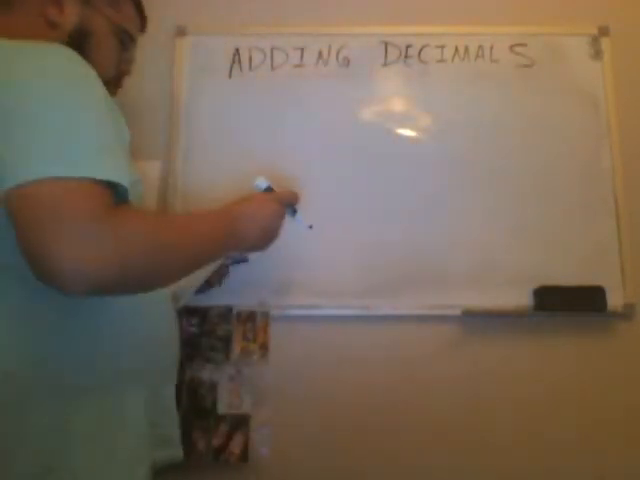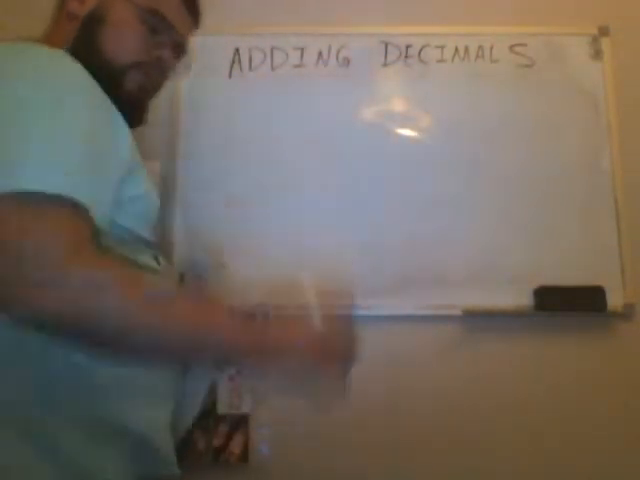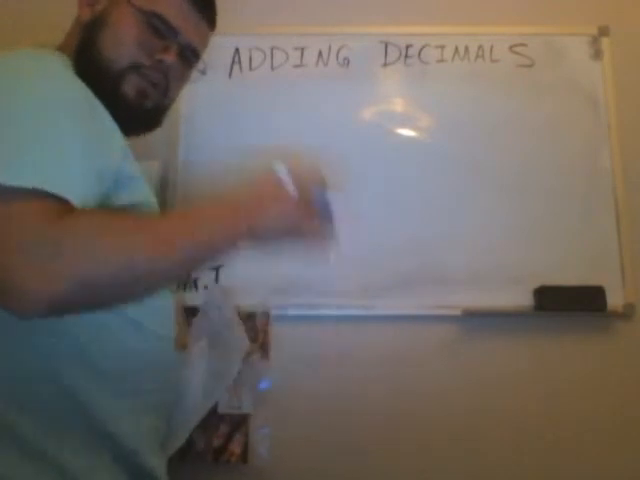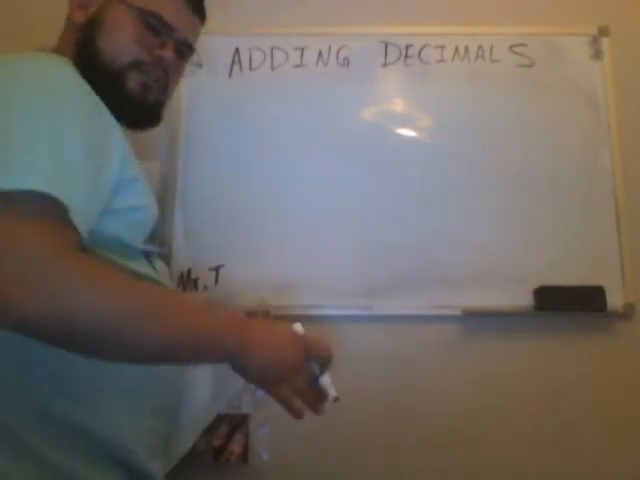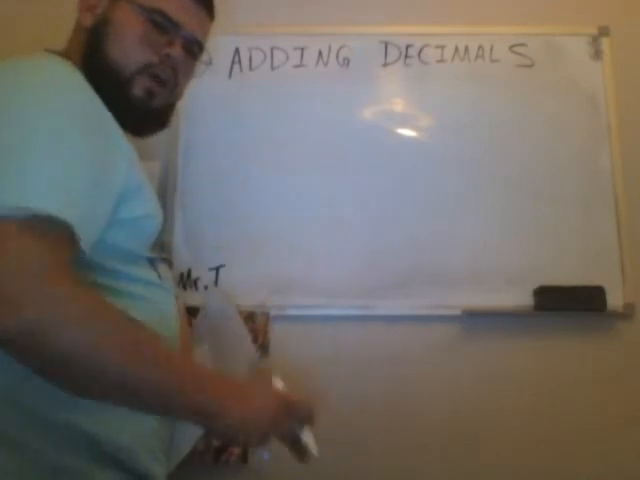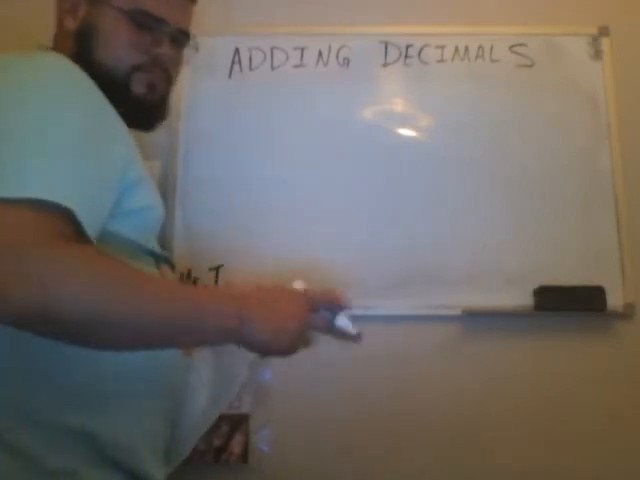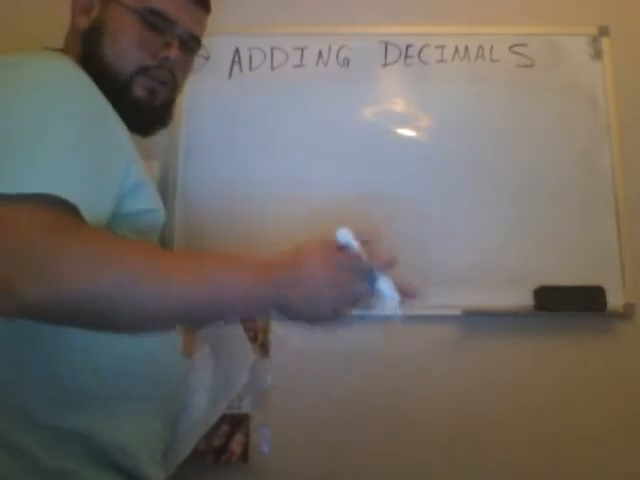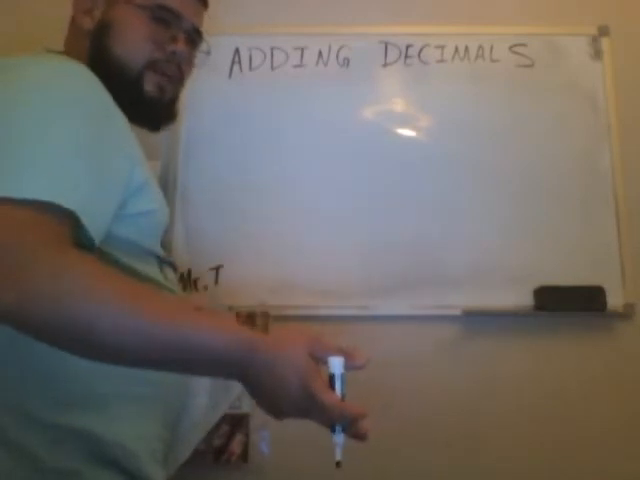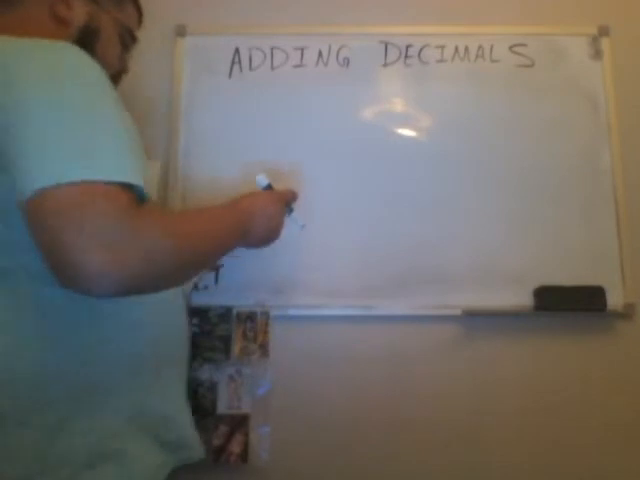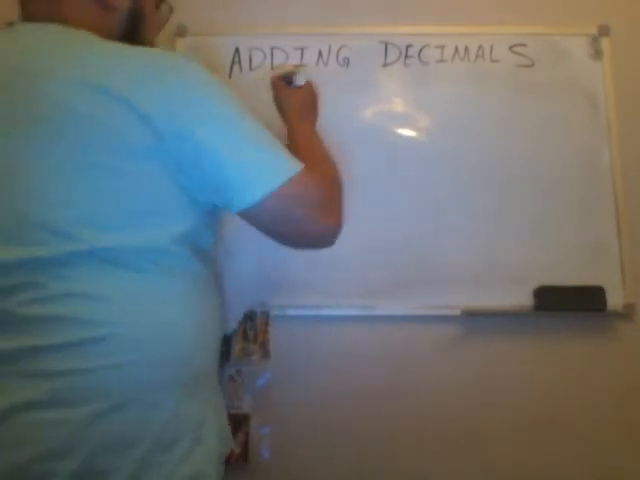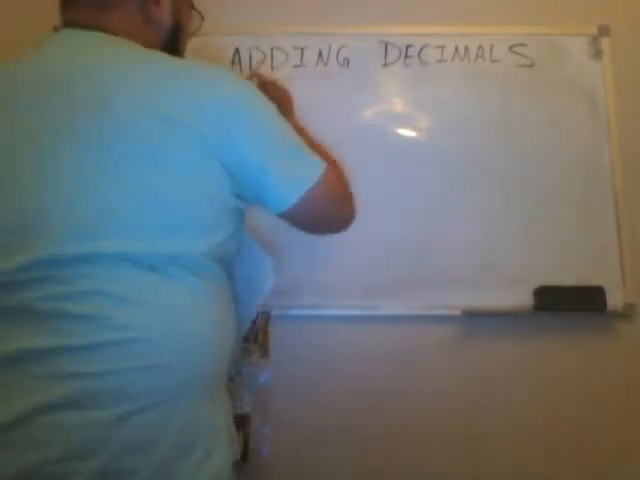Okay, so one thing you've got to remember about adding and subtracting decimals is to always line up your decimals, okay? Always line up your decimals. So here we go, first example. Well, let's go ahead and write this down.